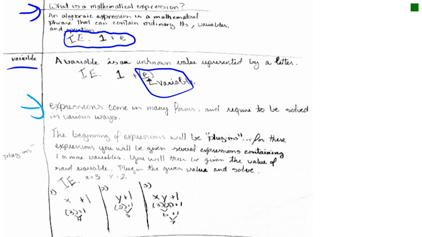For these expressions, you will be given several different expressions containing one or more variables. You will then be given the value of said variable or variables. Plug in the given value into those variables and then simplify. It says solve, but you don't solve expressions, you simplify there. Okay, so I call these plug-in expressions. Look at one here.